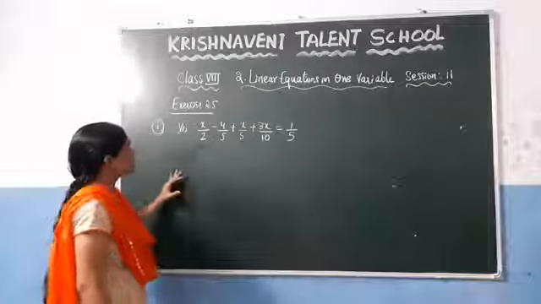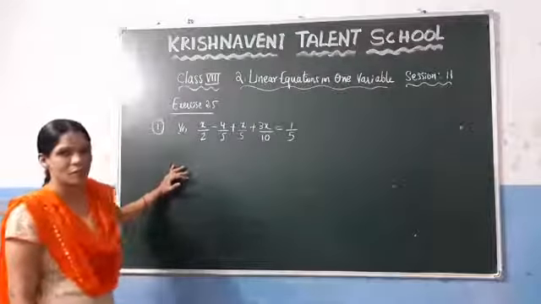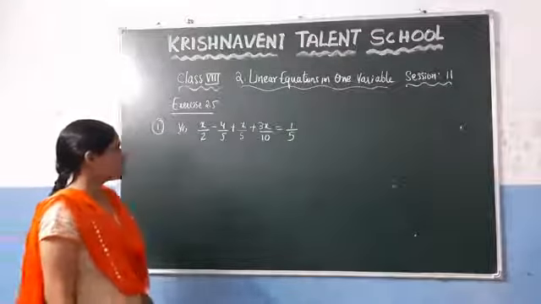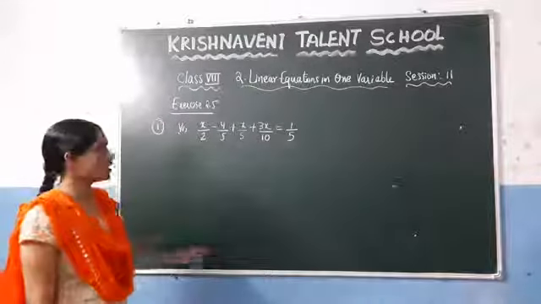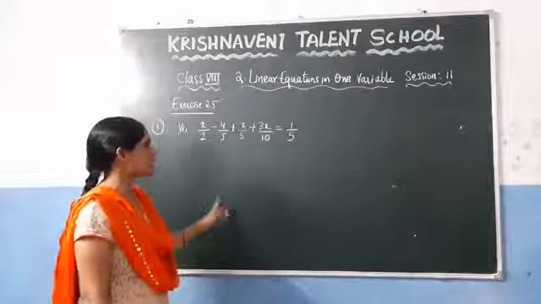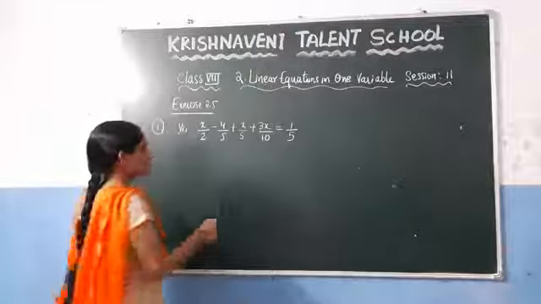Now see the first problem in this one, exercise 2.5. We already discussed 5 problems. Now see the 6th question in that. Here you need to solve this linear equation. That means you need to find the value of the variable which is x here. Now write all the variables to one side and all the numbers to the other side.